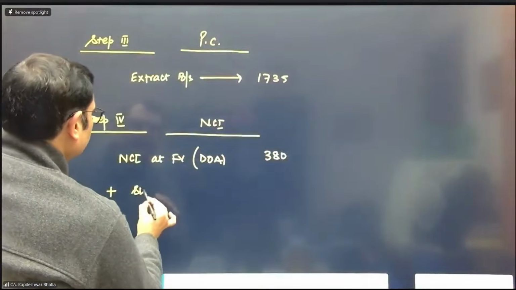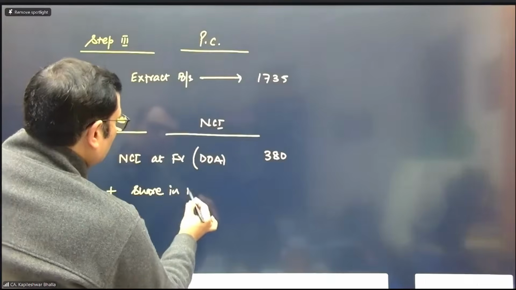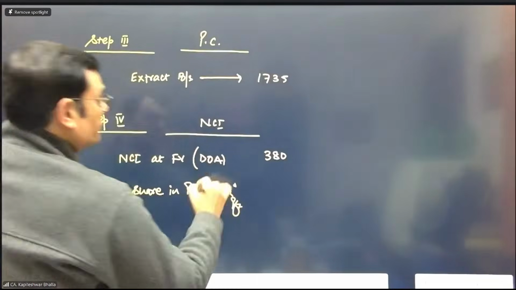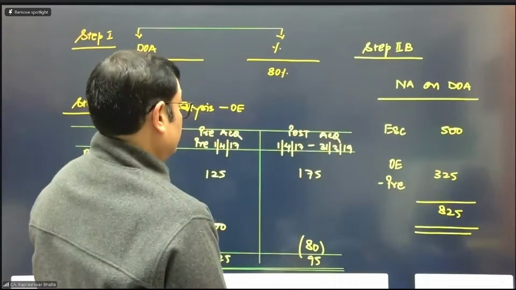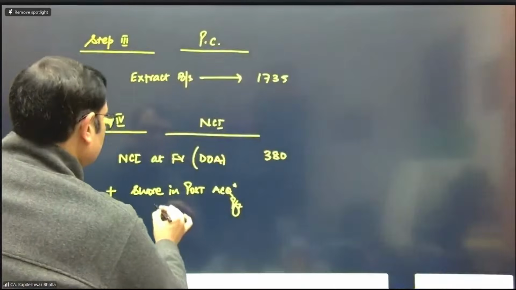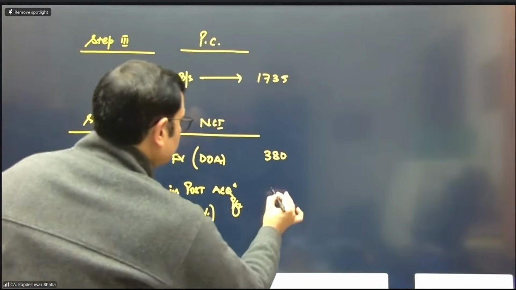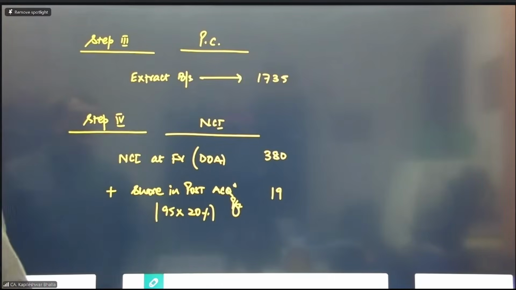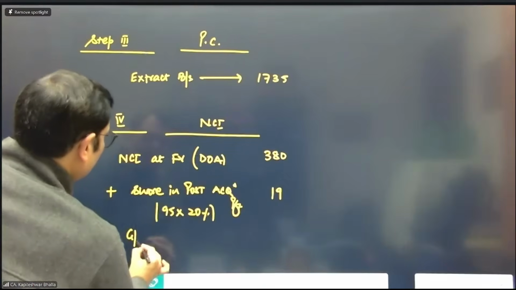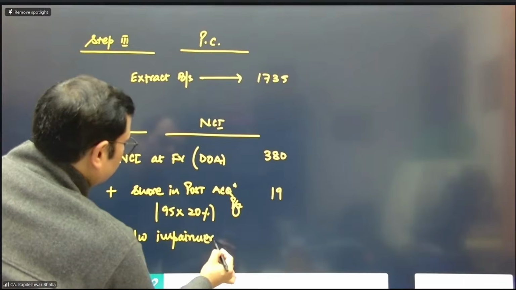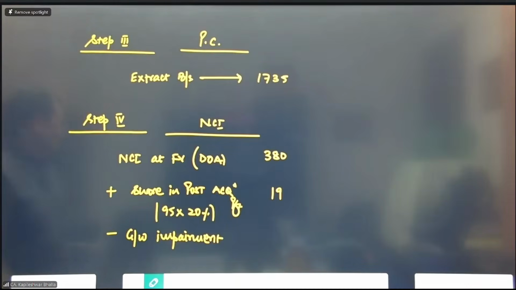And to this we add share in post-acquisition profits. We add the share in the post-acquisition profits, and the post-acquisition profit is 95. So we take care of 95 into 20%. That's 19. And since the NCI is at a fair value, we also need to pass on the goodwill impairment share to the NCI as well, because NCI is at a fair value.